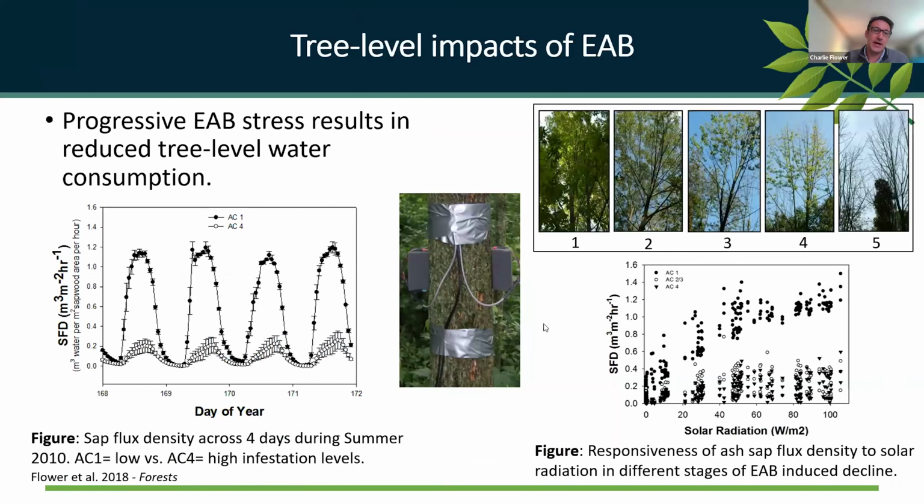This progressive emerald ash borer stress results in reduced tree level water consumption. You can see here a healthy tree is using significant amounts of water relative to a tree in further stages of decline. We rigged up some sap flux probes and tracked water use over the course of a summer. Obviously the responsiveness of this water use is contingent on solar radiation, but this has really large scale ramifications for ecosystems in general, and for water exportive systems.